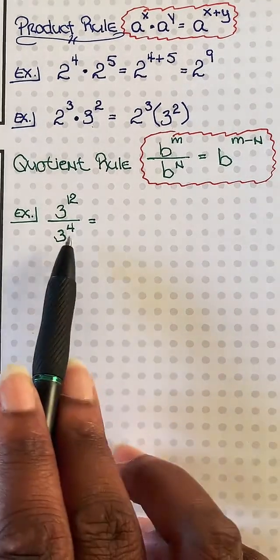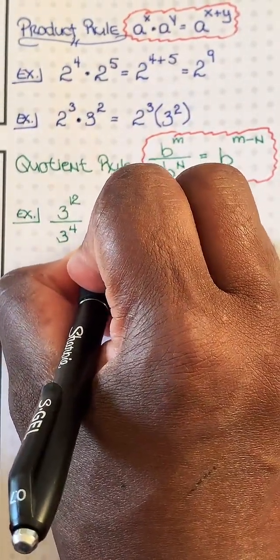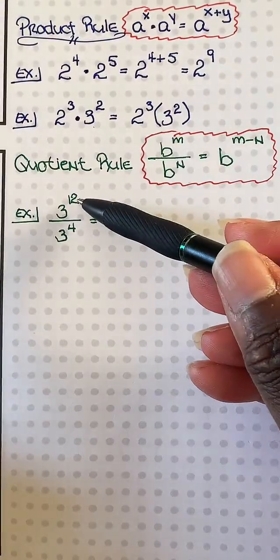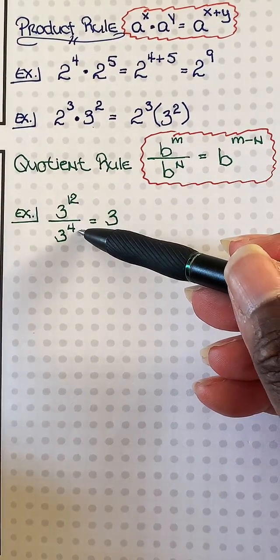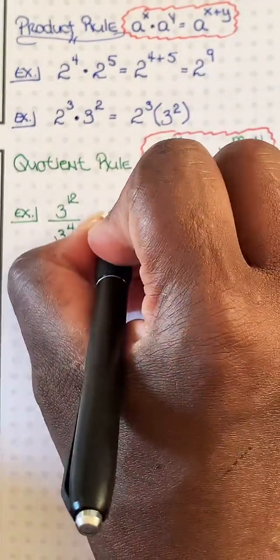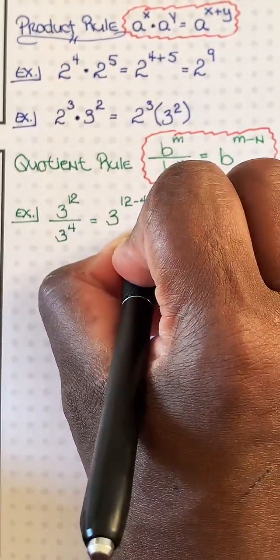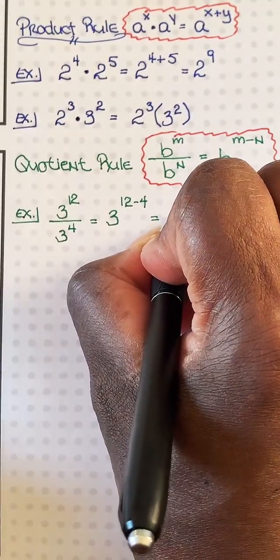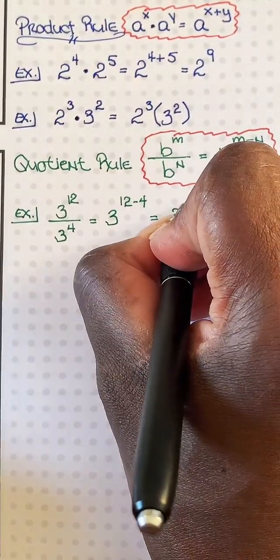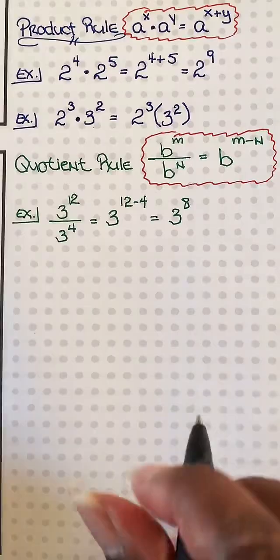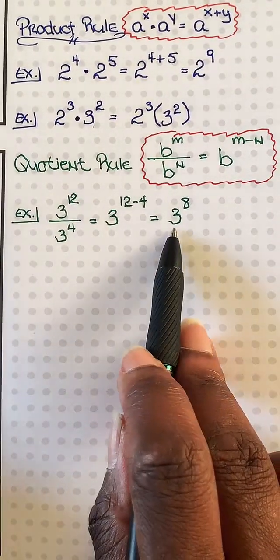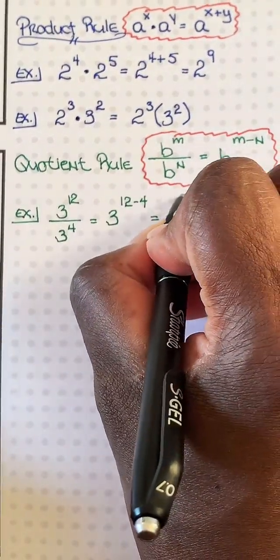All right, so since we have the same base, we got our base of 3, and we always start with the numerator minus the denominator, okay? So it's going to be 12 minus 4. So keeping that base of 3, 12 minus 4, that would give us our 8. So our answer is 3 to the 8th.